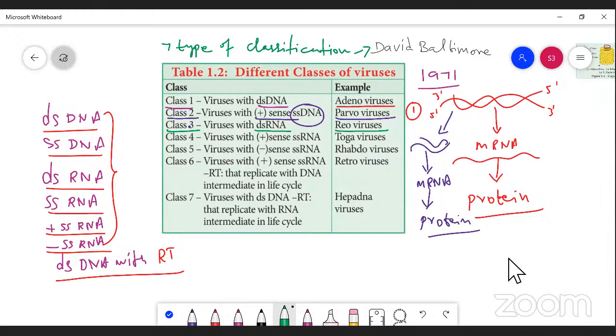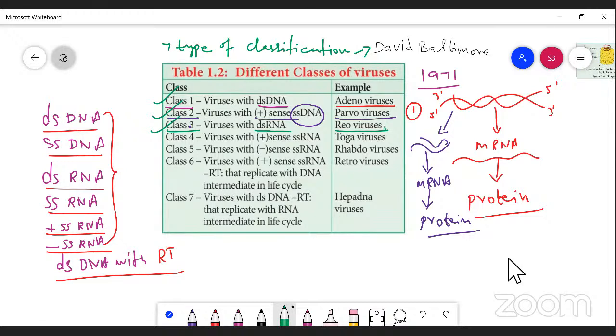These all produce proteins. Class 1, the adenovirus, produces protein. Class 2 also produces protein. Class 3 also produces only protein, because RNA transcription and translation processes are involved. Transcription: DNA converts to RNA. Translation: RNA converts to protein. Both processes are involved only in this type of virus. So there is synthesis of only protein.